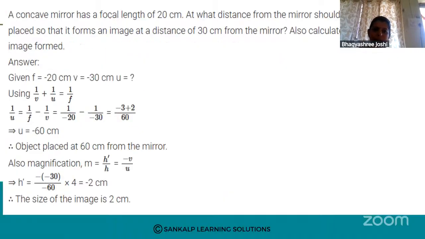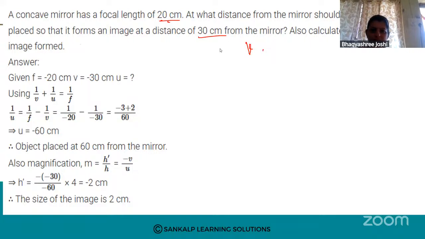Next one. A concave mirror has a focal length of 20 centimeter. At what distance from the mirror should a 4 centimeter tall object be placed so that it forms an image at a distance of 30 centimeter from the mirror? Also calculate the size of the image formed. So the size of the image formed we don't know, right?